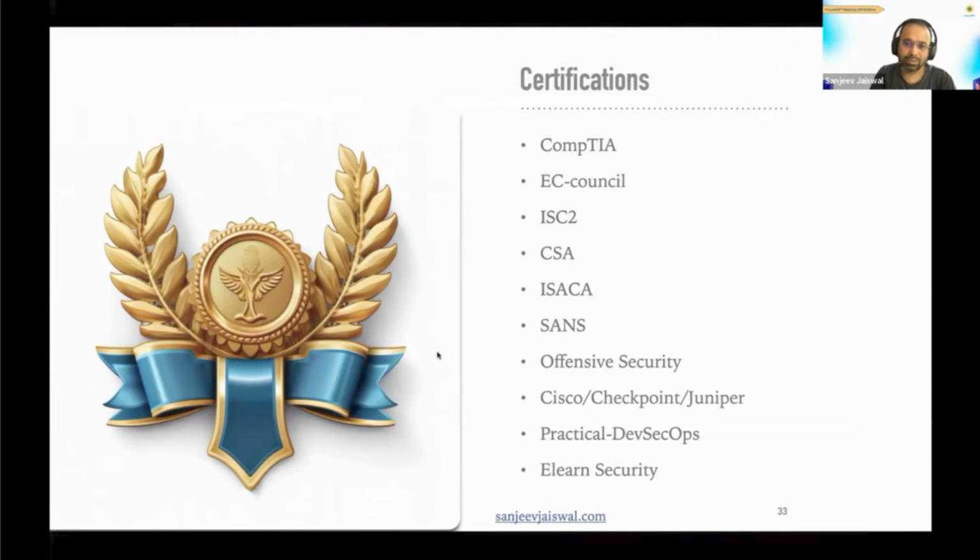ISACA is also a very good one. SANS certifications are costlier, but still in demand. Offensive Security's OSCP is the common one. Practical DevSecOps has really good certifications and courses. And eLearnSecurity, in case you are a pen tester, you might have heard about eJPT, eWPT and all. So those certifications are from them.